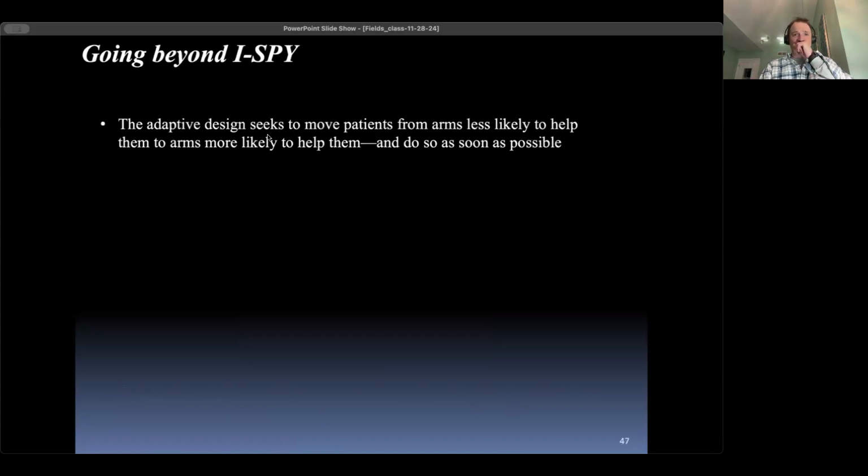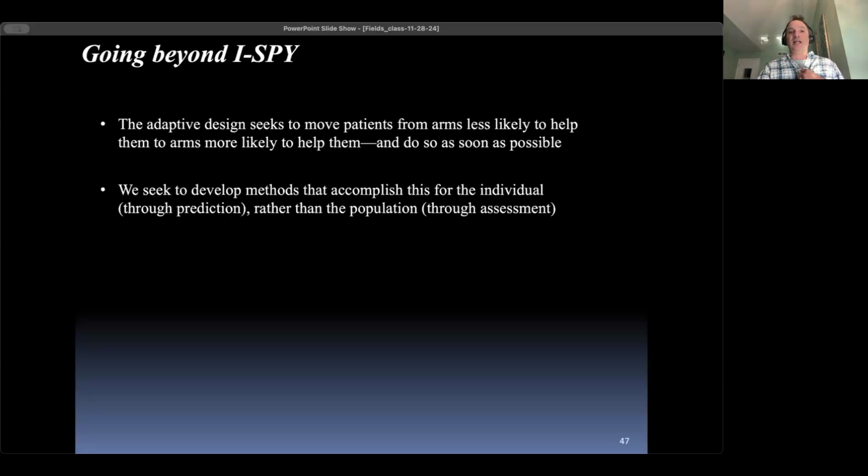So that adaptive design seeks to move patients from arms less likely to help them to arms more likely to help them, and do this for the population as soon as possible. So you don't have to wait for the completion of one trial before starting the next one. So what people are doing who are trying to do this on a patient-specific basis is do this for the individual through prediction rather than the population through assessment.